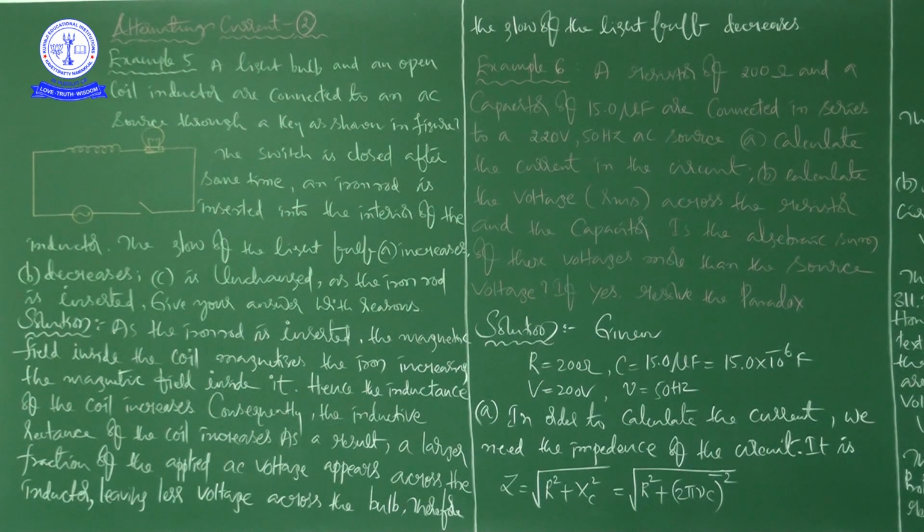Example 6. See here. A resistor of 200 ohms and a capacitor of 15 microfarad. You know the value of micro, which is 10 to the power of minus 6. 15.0 microfarad are connected in series to a 220 volts, 50 Hz AC source. Right. So it is the potential difference across the source and it is the frequency of the AC source.